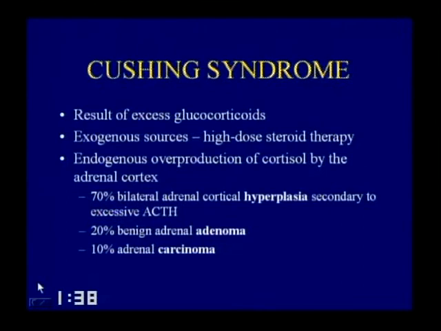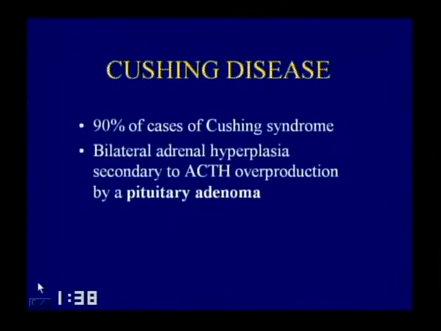20% from adenomas, 10% from carcinomas. It can also be exogenous from, for example, steroid therapy. Cushing disease, as opposed to Cushing syndrome, is very specifically bilateral adrenal hyperplasia that's due to ACTH overproduction from a pituitary adenoma.